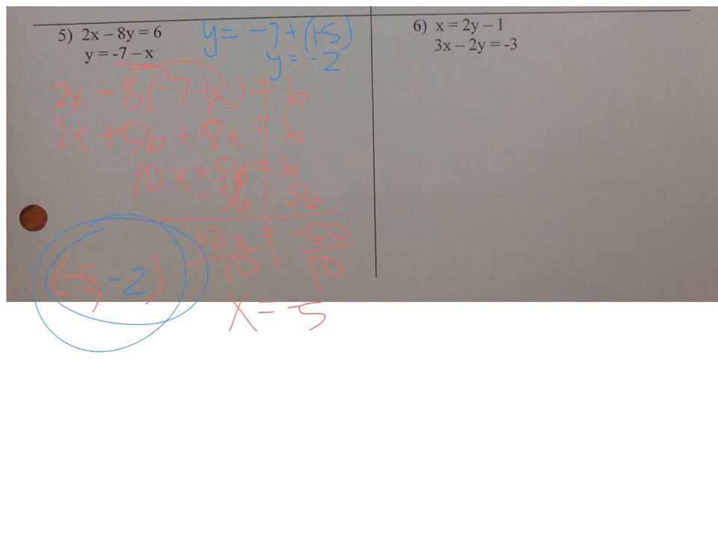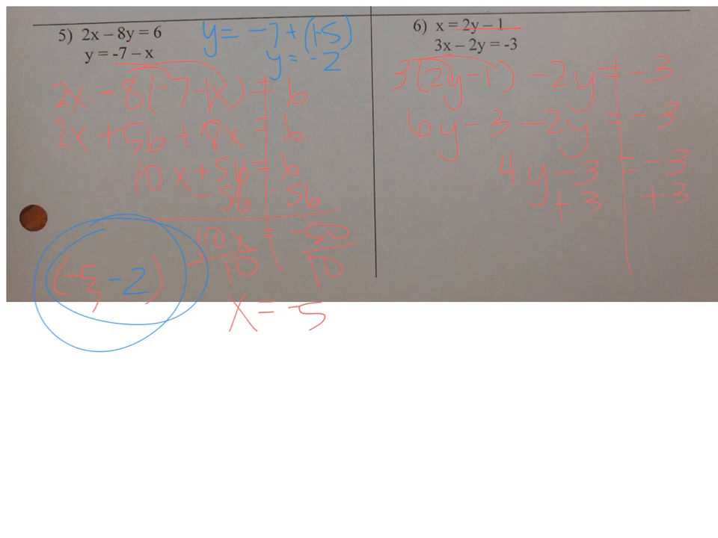And last one, we're plugging in for x, so 3 times 2y minus 1 minus 2y equals negative 3. Distributive property, so 6y minus 3 minus 2y equals negative 3. So combine like terms, 4y minus 3 equals negative 3. Add 3 to both sides.